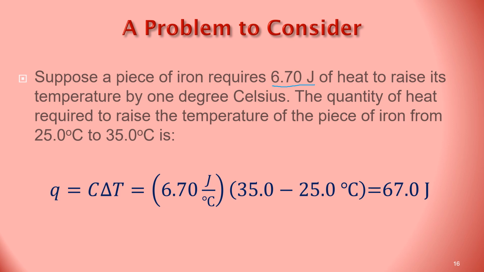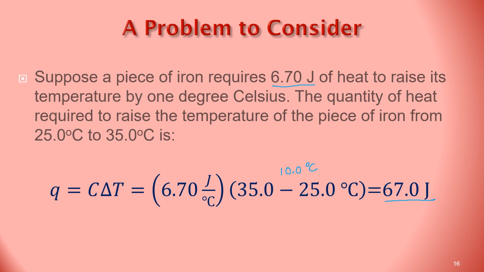The heat capacity is given to us, and then our delta T is final minus initial, so 10 degrees Celsius, so 67 joules. Just notice that in this case, the delta T is positive. It's going up, so that's why our heat is positive. It requires 67 joules to raise the temperature.